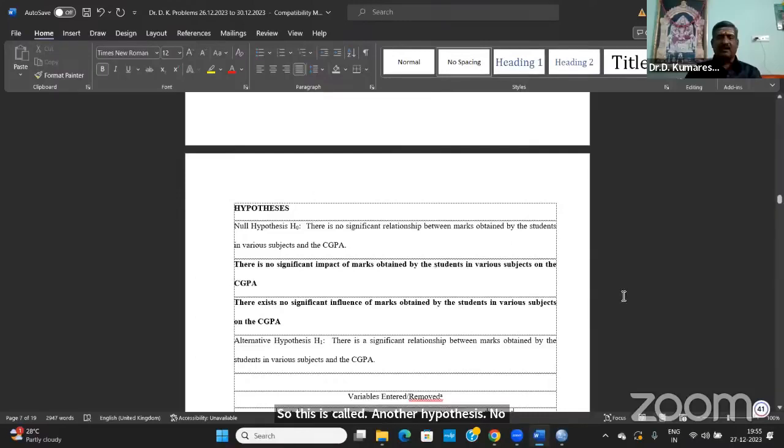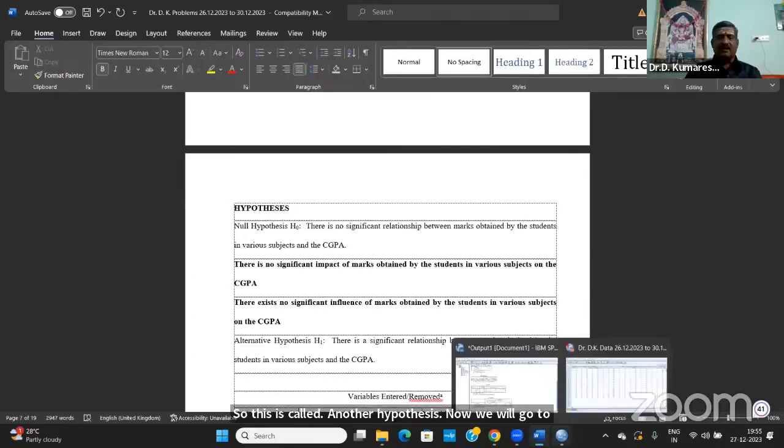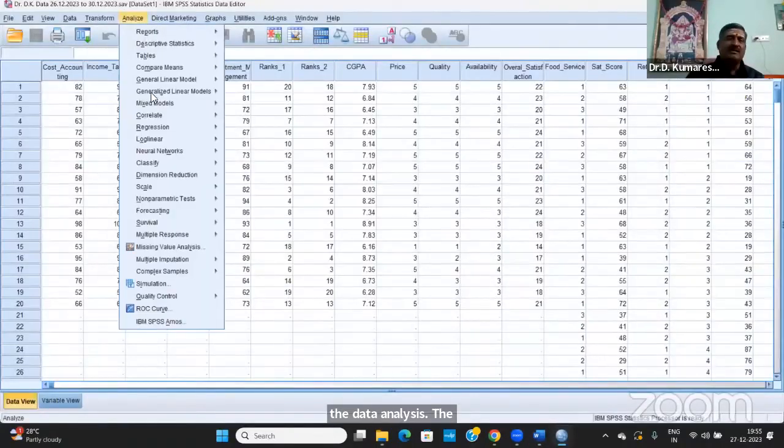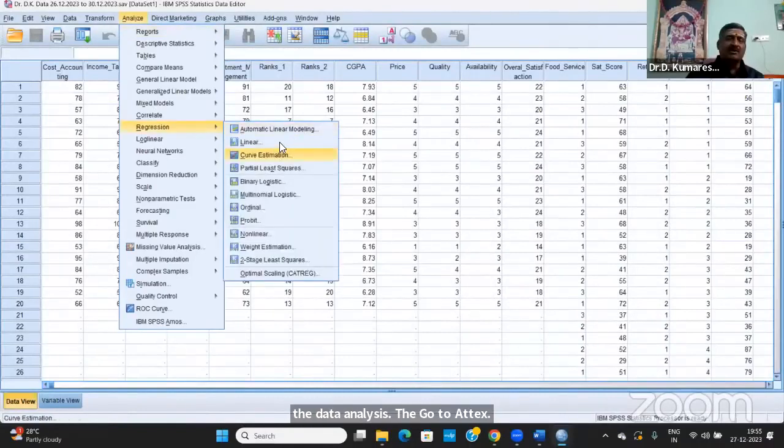Now we will go to the data analysis. The procedure is: go to Analyze, then Regression, select Linear.